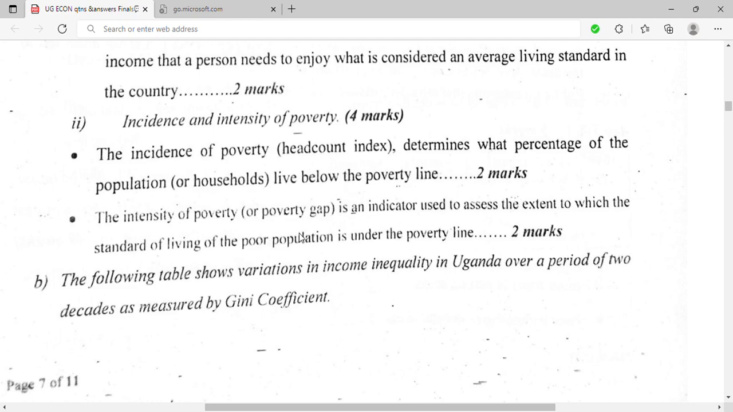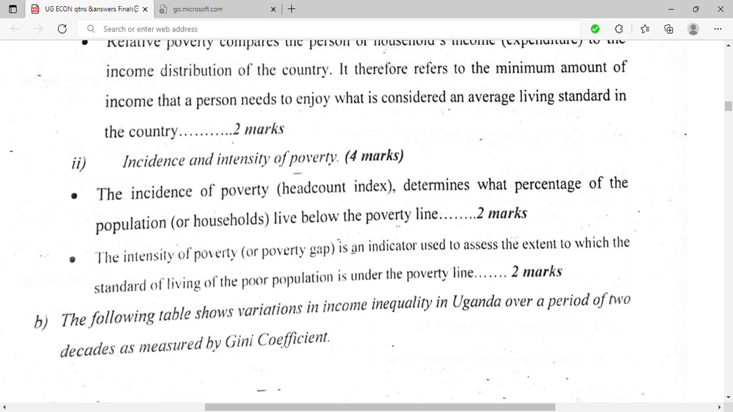Then the intensity of poverty, which is the poverty gap. Intensity of poverty is the poverty gap. Incidence of poverty is the headcount. So the intensity of poverty is an indicator that is used to assess the extent to which the standard of living of poor people is under the poverty line. So it's about the extent. To what extent are these people poor? Someone can be poor for some period, or poor to a smaller extent, and there are those who are completely poor. They can't afford food, shelter, clothes, education, everything. Someone can be poor when they can afford food and shelter, but they can't afford education. But there are those who are completely poor. So we use the intensity of poverty or poverty gap to assess the extent to which the standard of living of the poor people is under the poverty line.